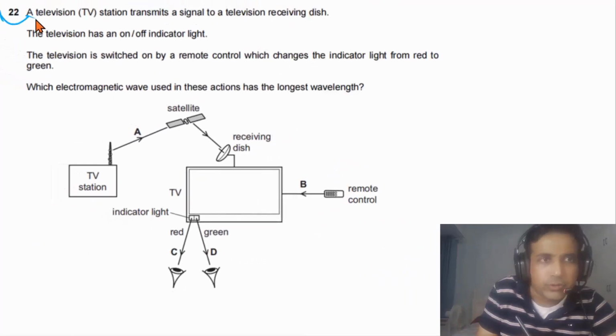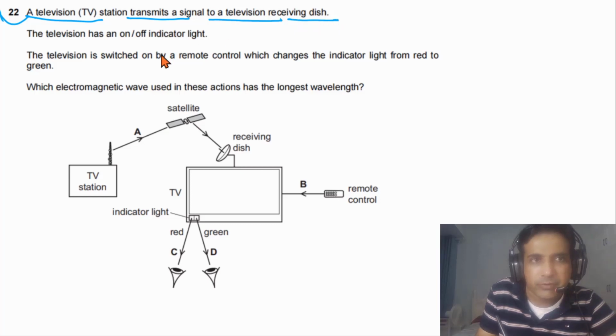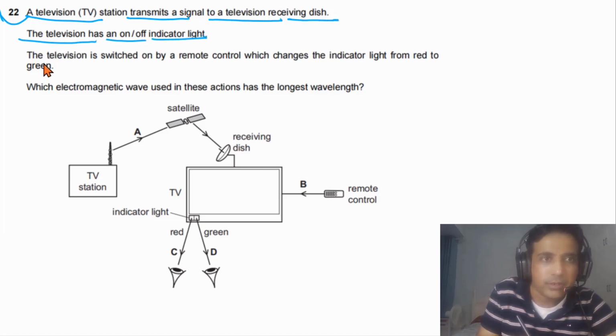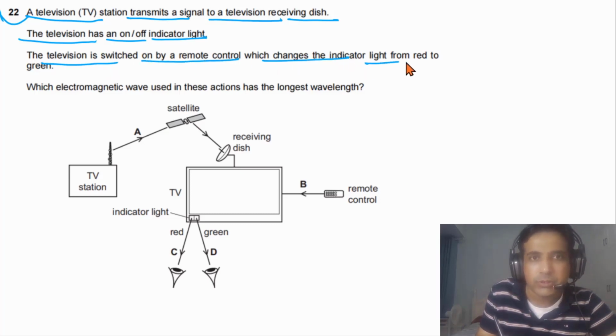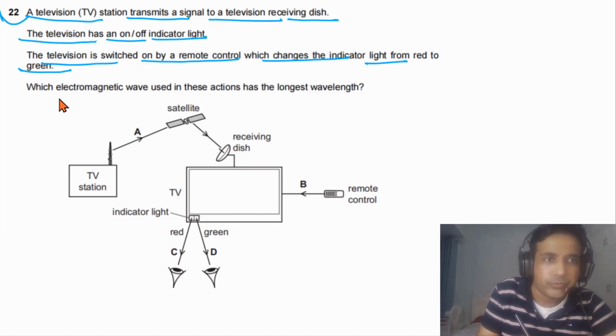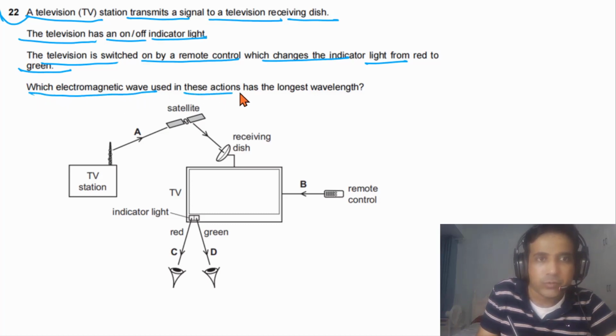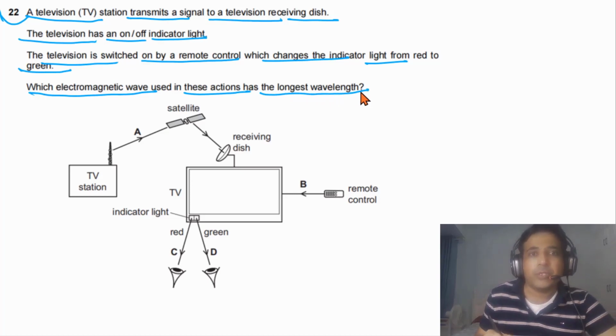Question 22 says a television station transmits a signal to a television receiving dish. The television has an on and off indicator light. The television is switched on by a remote control which changes the indicator light from red to green. Which electromagnetic wave used in these actions has the longest wavelength?